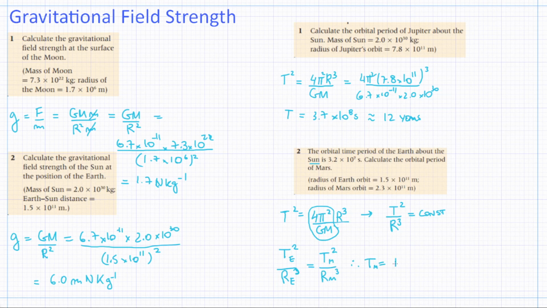So it would be the period of Earth times the square root of the radius of Mars to the power 3 over the radius of Earth to the power 3. And if you just put those numbers in, you should find this to be approximately 6.1 times 10 to the power 7 seconds, which would be approximately 1.9 years.